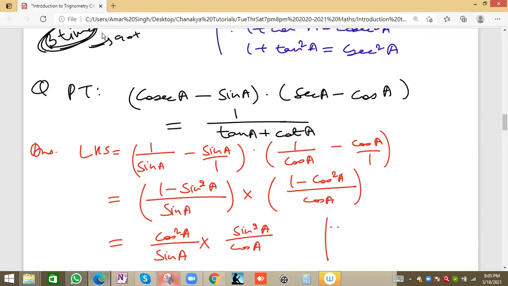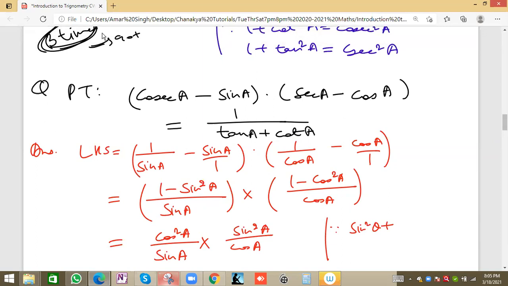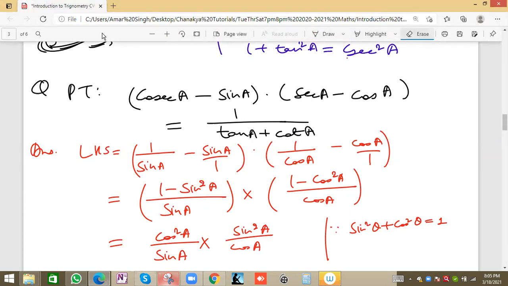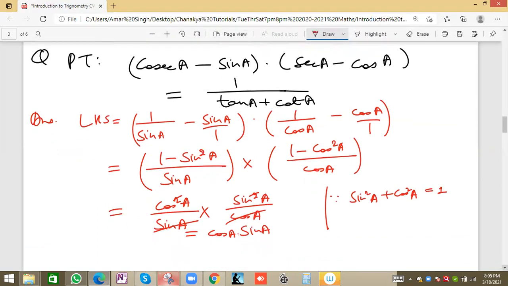If you want, you can write theta or A, since we have the identity sin square A plus cos square A equal to 1. In the book they have used A only in the identity, so no problem, we can write sin square A plus cos square A equals 1. So one cos will cancel out, one sin will cancel out. So we got the value cos A into sin A.